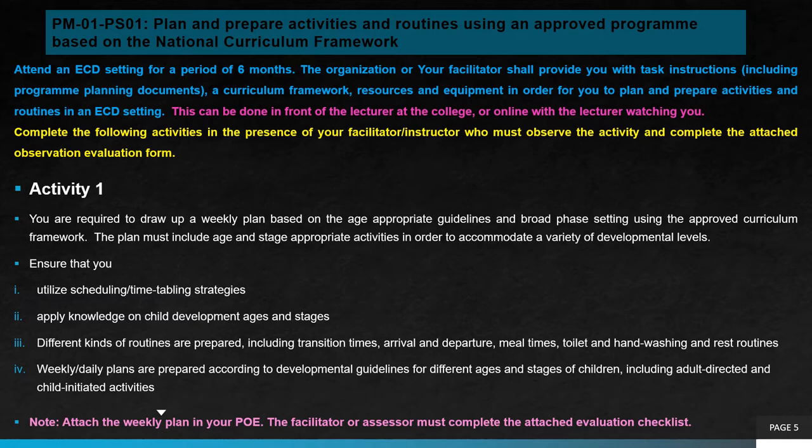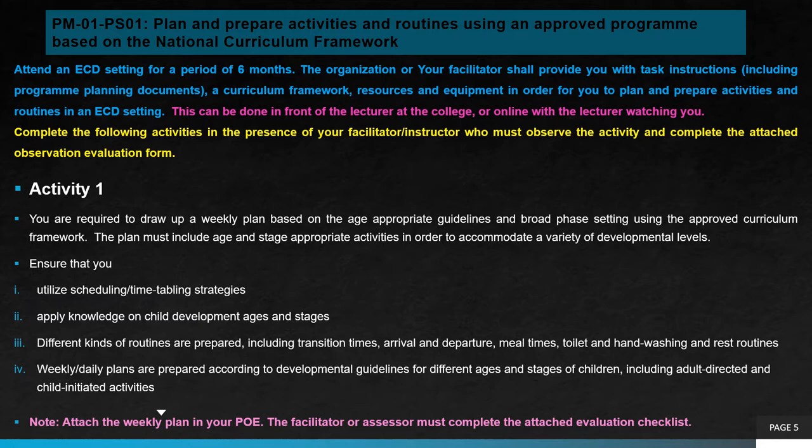Now, we have to complete the following activities in the presence of your instructor, who must observe the activity and complete the attached observation evaluation form. So there will be an evaluation form which your tutor has, and they will tick off to see that you have completed each aspect of the activity.